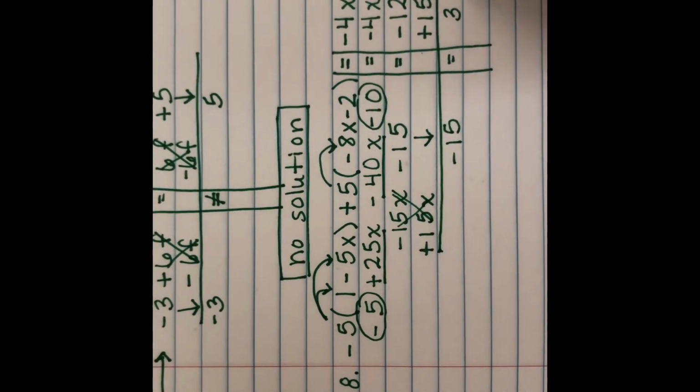So here I have a 3x, so I'm going to divide both sides by 3. -15 divided by +3 is -5.